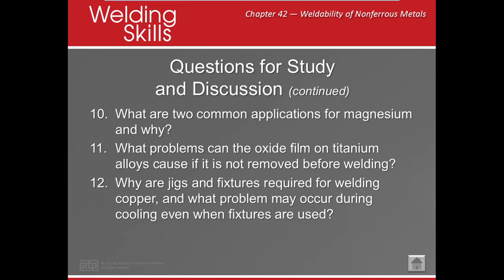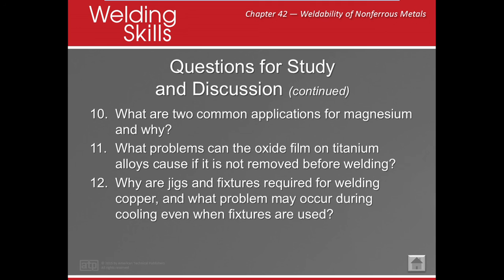What problems can the oxide film on titanium alloys cause if it's not removed before welding? Well, titanium is corrosion resistant due to oxide films that form when it's exposed to oxygen. If we don't remove it, we're going to have problems with fusion and contamination in the weld, and your weld may become brittle.